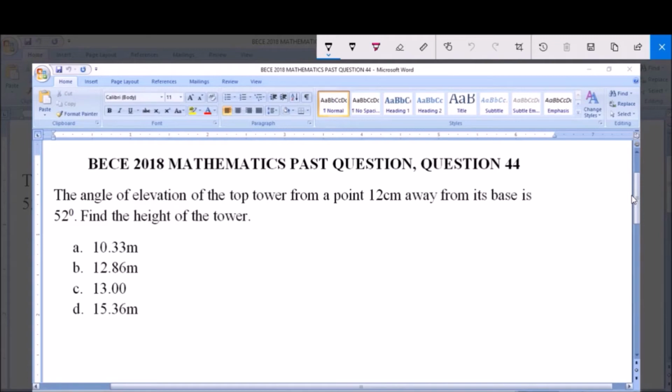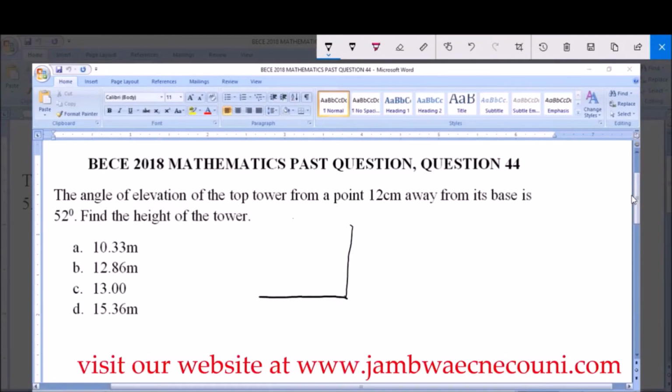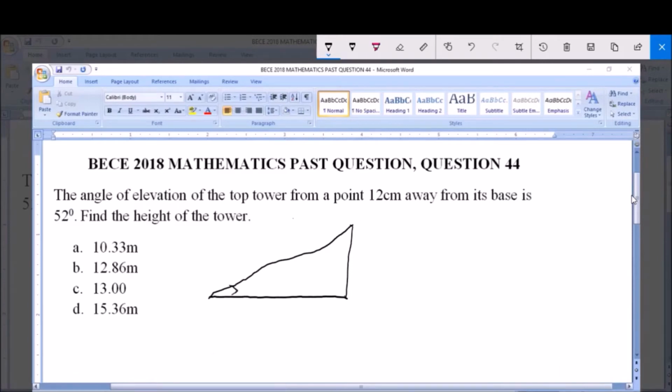Now let's say the angle of elevation of the top of the tower from a point is 12 meters. Now let's take a diagrammatic expression of this statement. This is the angle of elevation of the top of the tower from a point 12 meters away from its base. Let's take for instance, this is the tower and this is the base of the tower. The angle of elevation is 12 meters far from the base of this tower. So we have something like this. This is the angle of elevation here, and it is 52 degrees. Now this is the base of the tower.